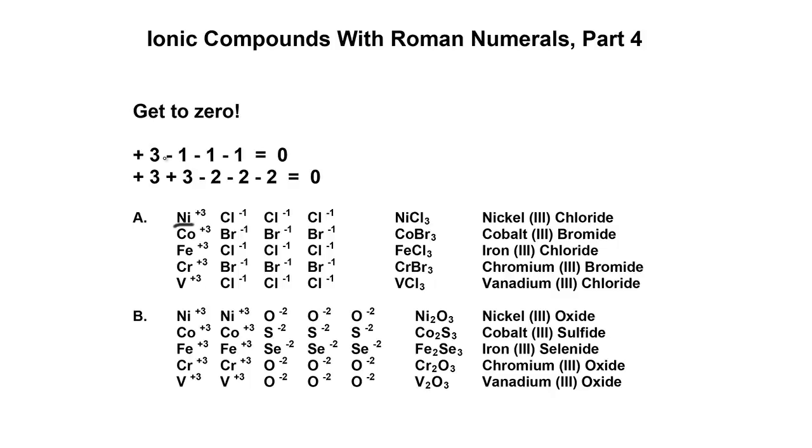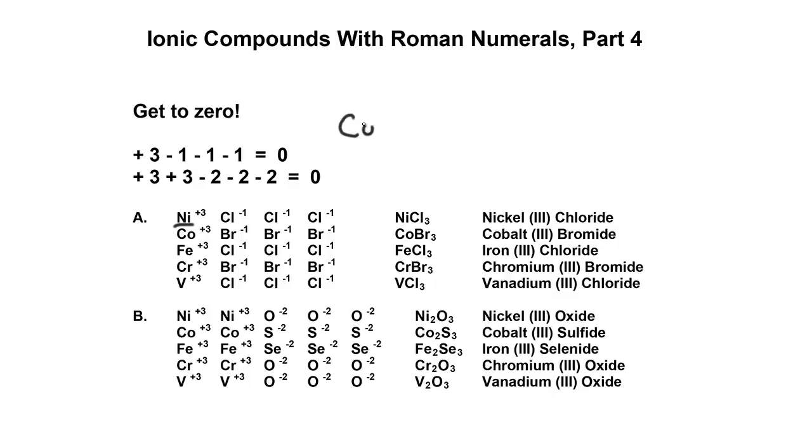We're going to use our first math equation here, and we're going to combine nickel(III) with chloride. We'll need 3 of them because chlorides are all -1. So +3 minus 1 minus 1 minus 1 equals 0. So we have 1 nickel and 3 chlorides. Nickel(III) chloride.